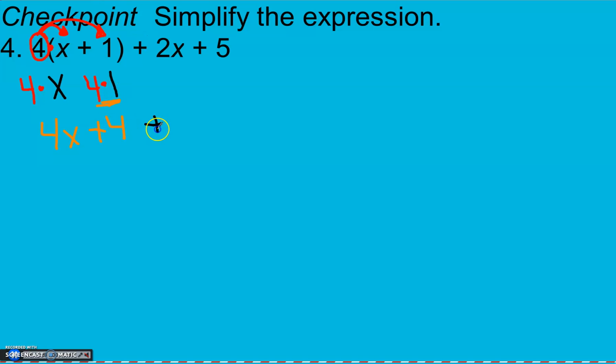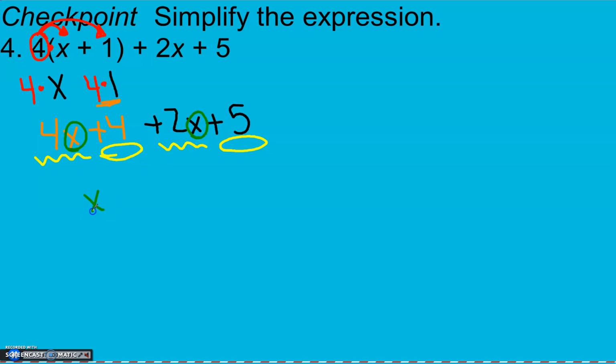Now I didn't change my plus 2x or my plus 5, so those come right down. Now I'm going to look to see if I have any like terms. Well, here I have x's, so those I can put together. And these have no variables, so I can put those together as well. I'm going to keep my variables and perform the operations on my coefficients. 4 plus 2 gives me 6. I can do the same thing with my constants. 4 plus 5 gives me 9. And I get 6x plus 9.